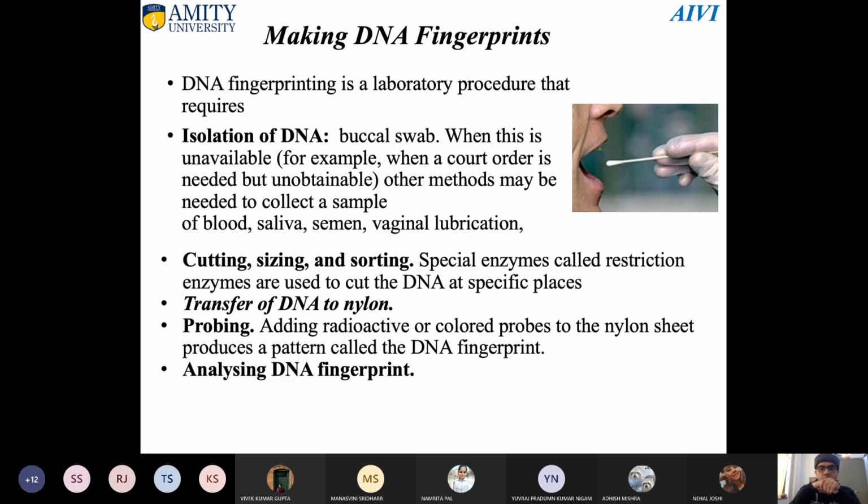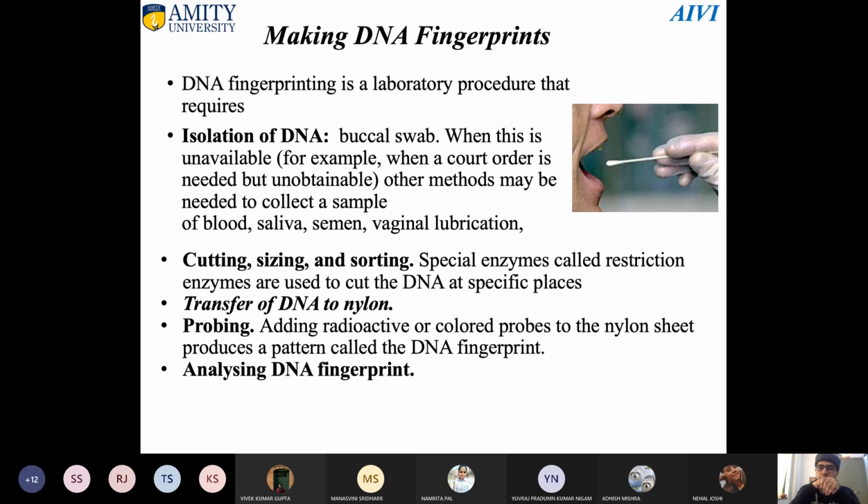Then the next thing is analysis. As we all know, electrophoresis is an important tool in studying DNA, so we are going to use electrophoresis here also. But when we do electrophoresis within a gel, the gel is not very easy to handle or long lasting, and there is a great chance of breakage. So you can't store your gel for a longer time.